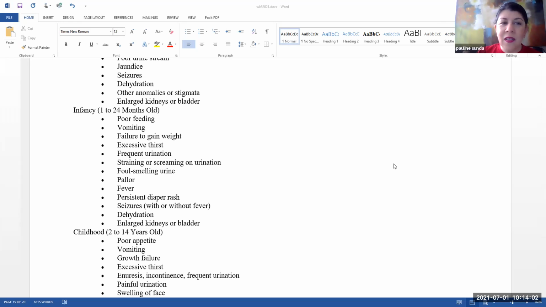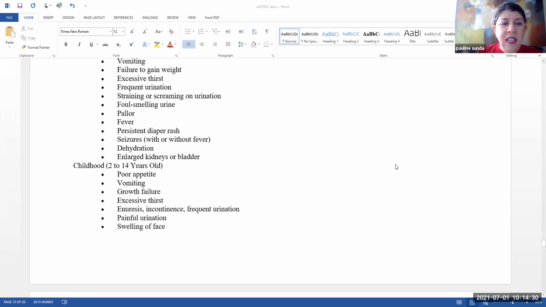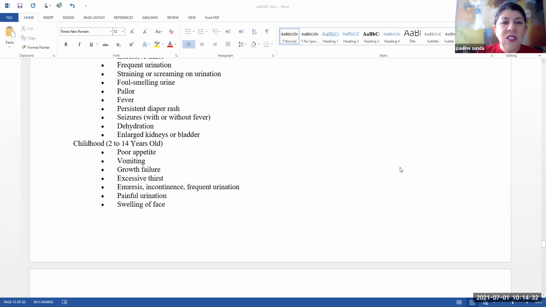Infancy, 1 to 24 months of age. So note that we typically see an infant as 1 to 12 months, but here they're using 1 to 24 months of age. The signs and symptoms here we would see are poor feeding, vomiting, failure to gain weight, excessive thirst, frequent urination, straining or screaming on urination, foul smelling urine, pallor, fever, persistent diaper rash, seizures with or without fever, dehydration, enlarged kidneys or bladder.